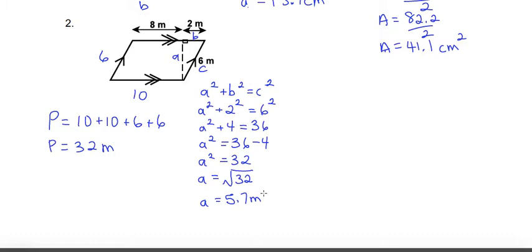So the area of a parallelogram is base times height. So the base of my parallelogram is 10. And the height of my parallelogram, which was a, which I found out from using Pythagorean theorem, is 5.7. And when I multiply 10 by 5.7, I get 57. My units are meters squared.